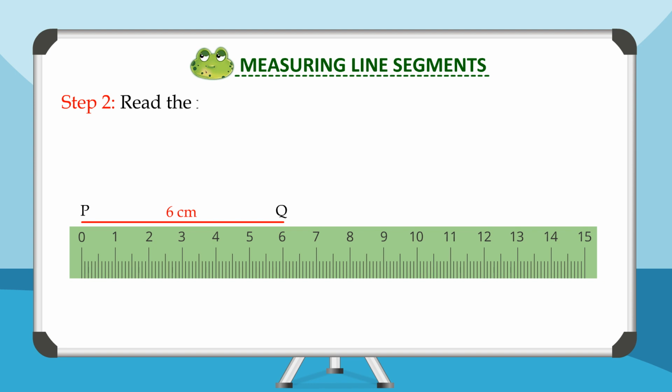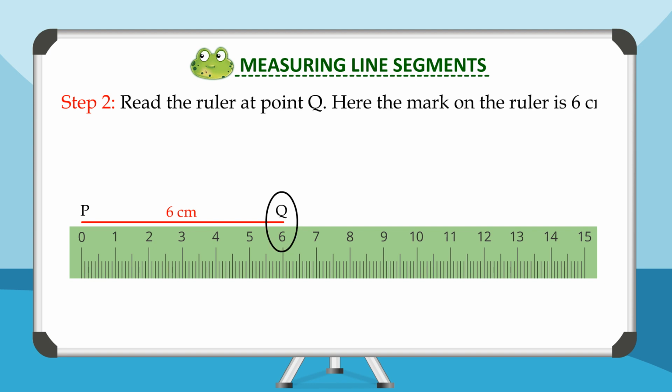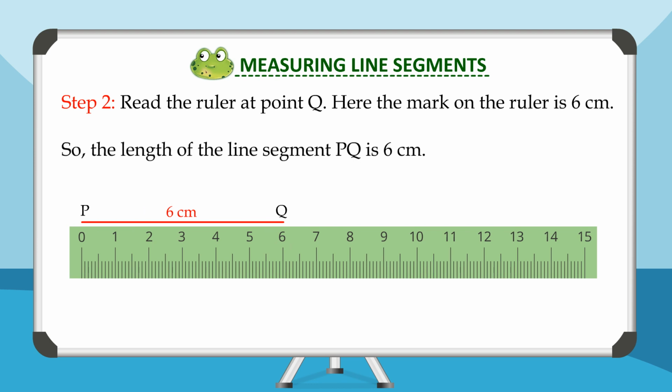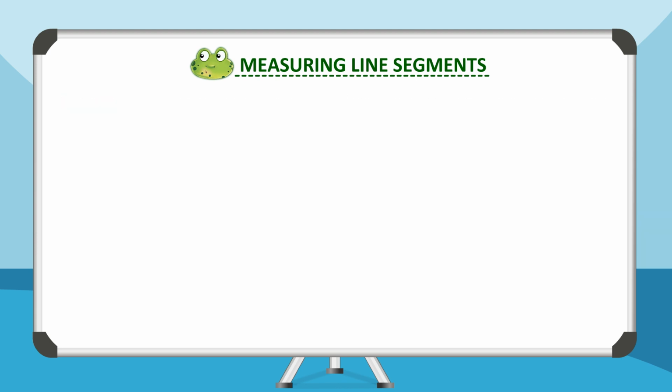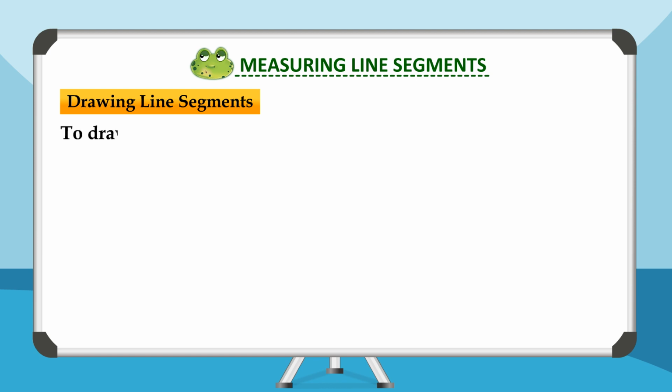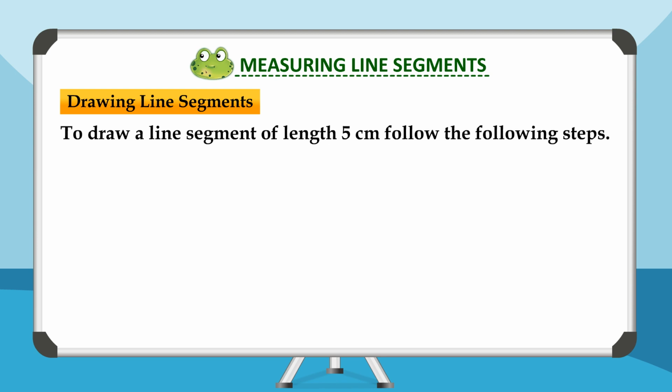Step 2. Read the ruler at point Q. Here, the mark on the ruler is 6 centimeters. So the length of the line segment PQ is 6 centimeters. Drawing line segments. To draw a line segment of length 5 centimeters, follow the following steps.